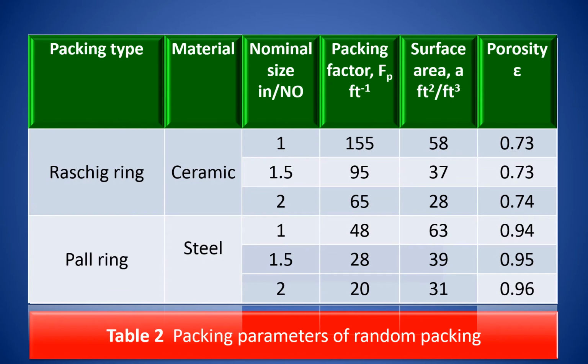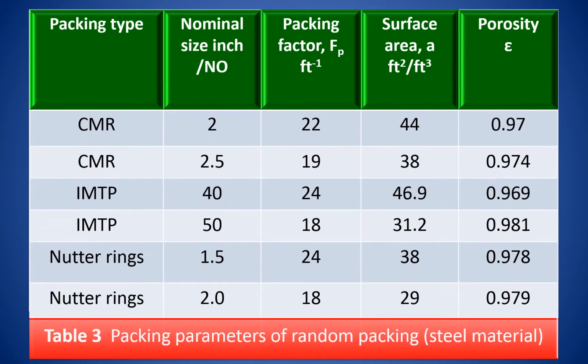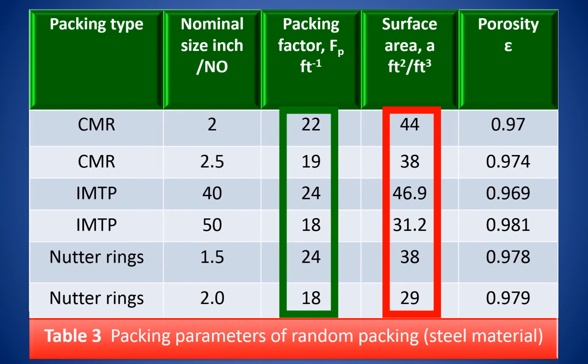This table presents the characteristics of ring type random packing. Note the vastly improved packing characteristics of Pall ring compared to Raschig ring of similar size. This table presents the characteristics of the advanced ring type random packings, which are also called the fourth generation packing. You may observe the surface area per unit volume of CMR, IMTP and Nutter rings are comparatively larger than Pall ring and Berl saddles. IMTP has the largest area among the fourth generation packings and hence is more efficient. Likewise, the pressure drop parameter represented by the packing factor is less compared to Pall rings and saddles.